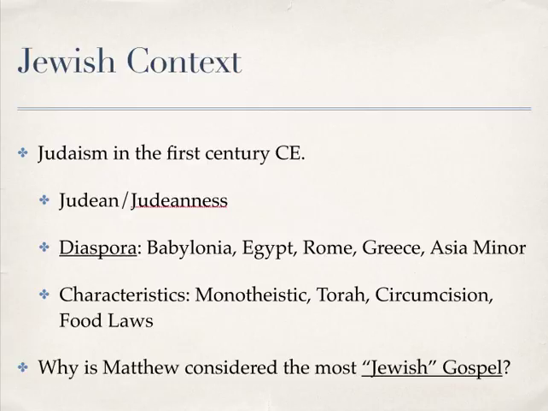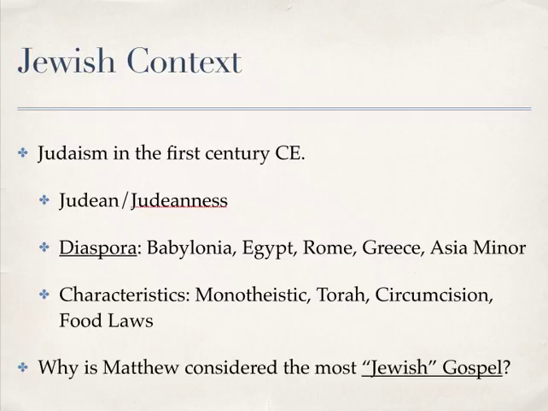Judeans had an ethnic understanding. So you were born a Judean because you were born in Judea with Judean parents. And that was an ethnic fixture, like Egyptian is an ethnic fixture, like Roman is an ethnic fixture. Judean would carry both geography and ethnicity.